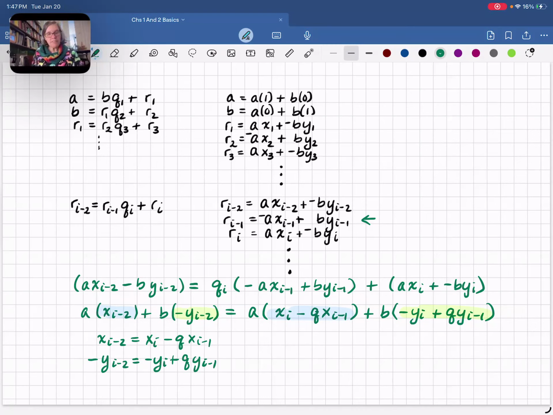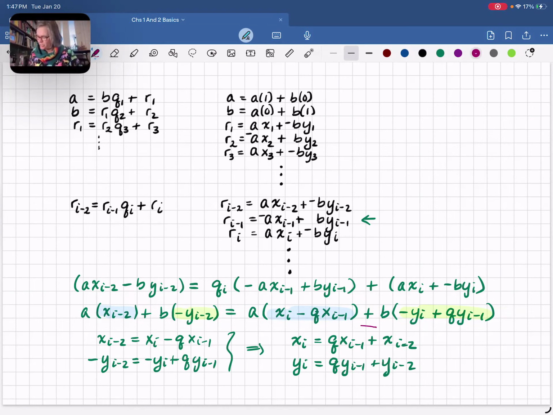And then let me solve that for xi and yi. So that system of equations becomes xi is q xi minus 1 plus xi minus 2, and yi is q yi minus 1 plus yi minus 2. All right. Now, it may not look like it yet, but this is the magical thing. This is going to be the key to our shortcut. So these equations right here are going to be the equations that we use to make our shortcut.